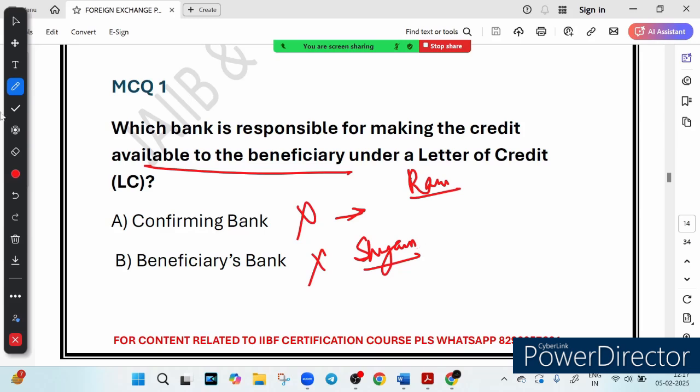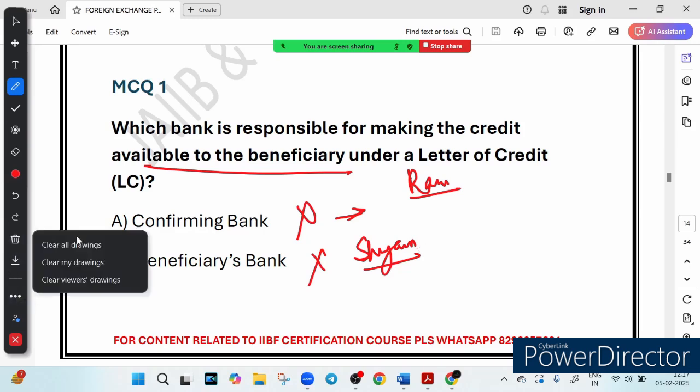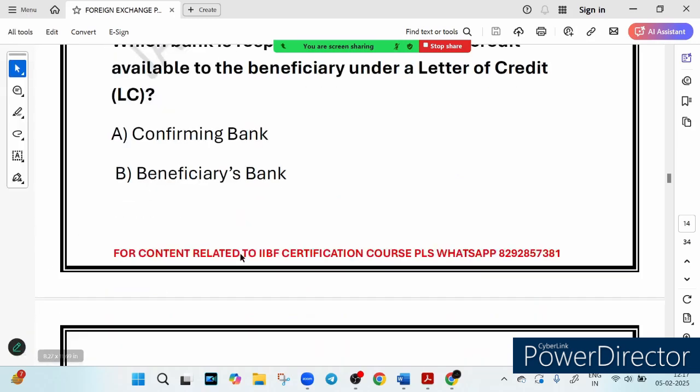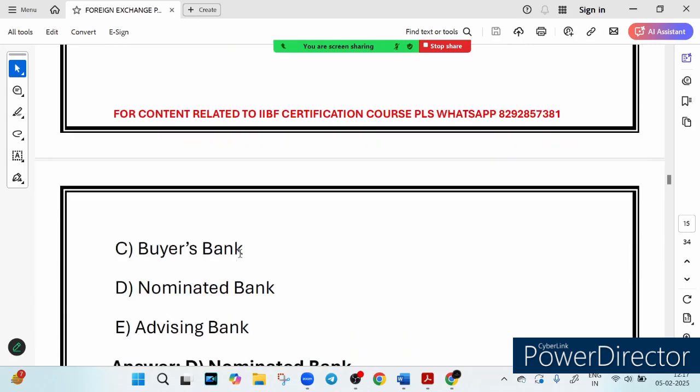Let's see option C. Option C says, just wait a minute, buyer's bank. The buyer's bank is also called the issuing bank, the bank of the buyer that issues the letter of credit. While the buyer's bank plays a central role in the LC, it does not directly make the payment available to the beneficiary. The buyer's bank guarantees the payment but does not directly make the payment available under the LC.